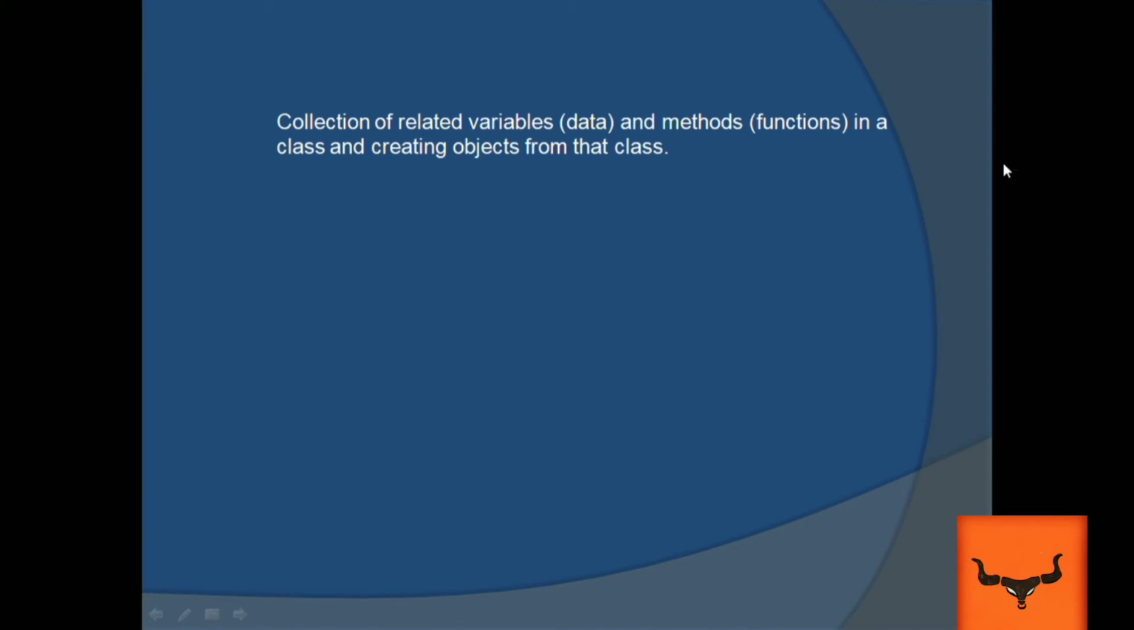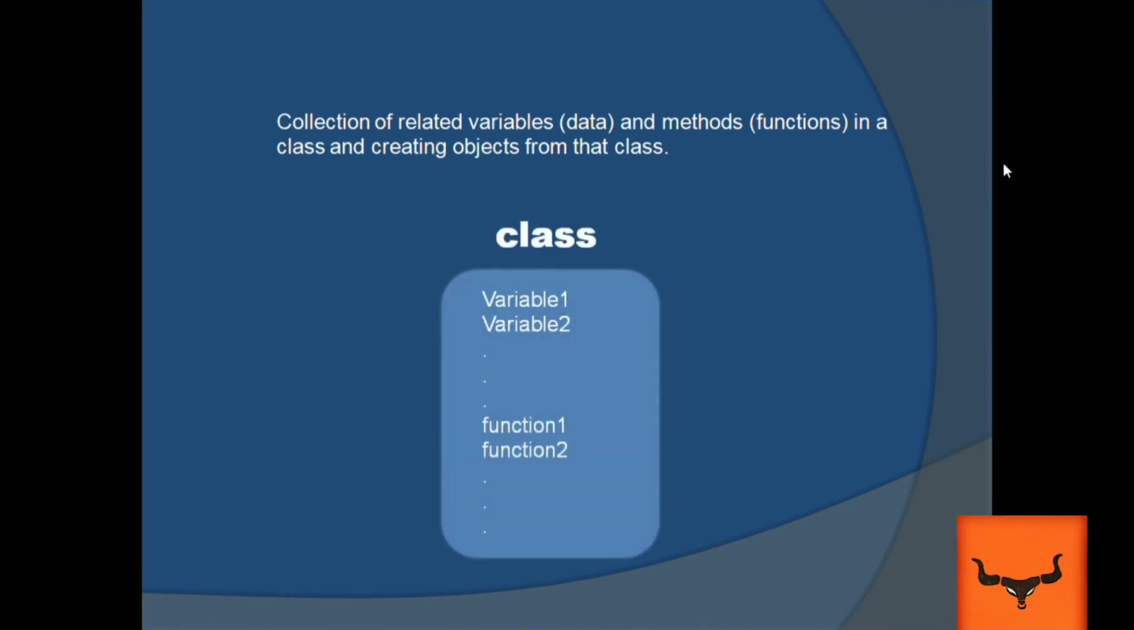So what is a class? Basically, a class is a collection of related variables and methods. Methods are nothing but functions. That means all the related variables and methods are wrapped in a class. And after this class is created, we make objects from this class. Here is a general representation of a class.